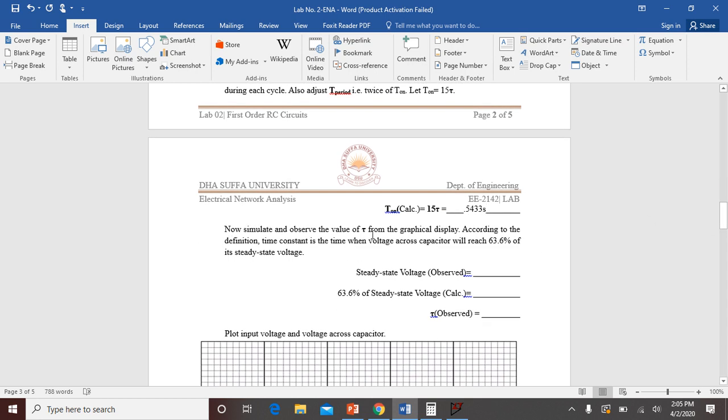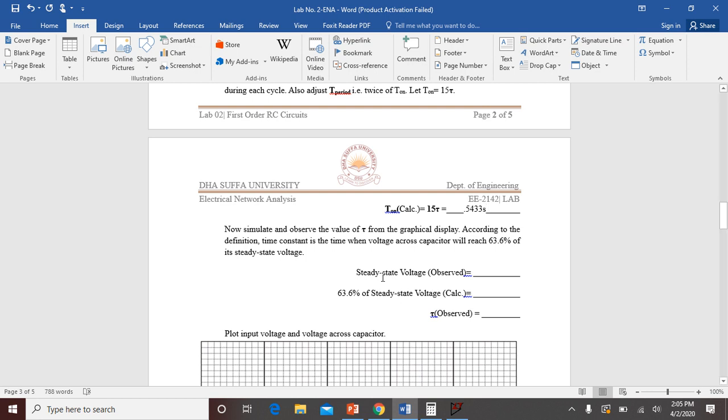Now simulate and observe the value of tau from the graphical display. According to the definition, time constant is the time when the voltage across the capacitor reaches 63% of this. So now we are going to observe whether our theory was right or not. Our theory was that at time equal to 1 tau, our capacitor gets 63% charged. So let's just observe this value.